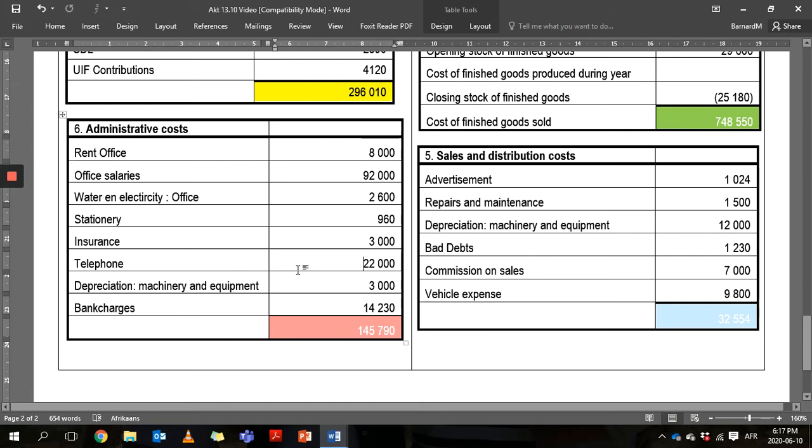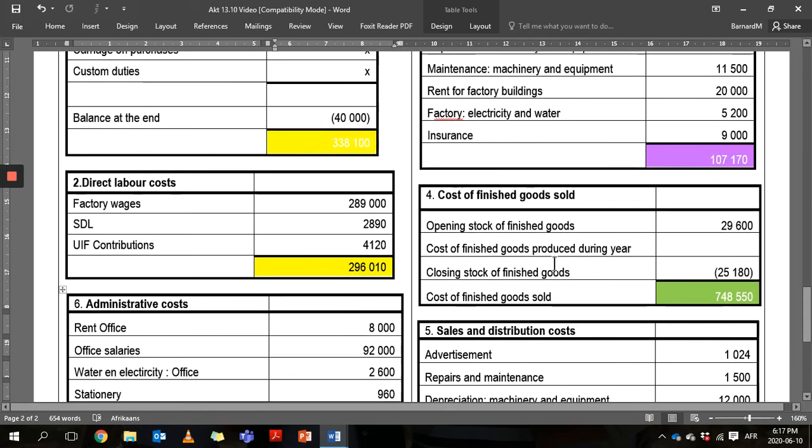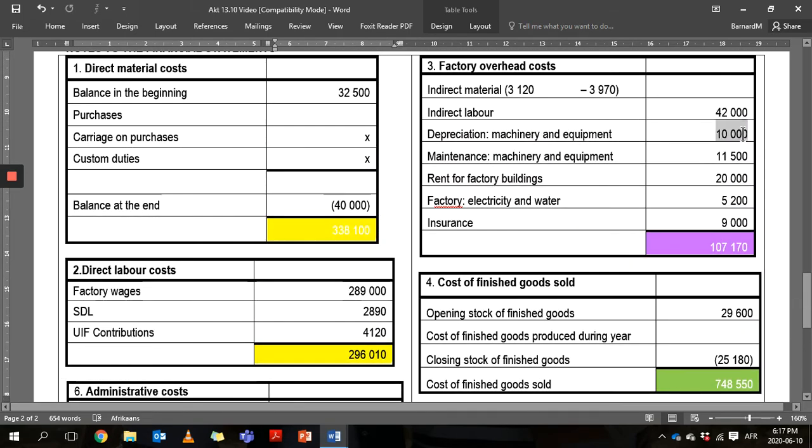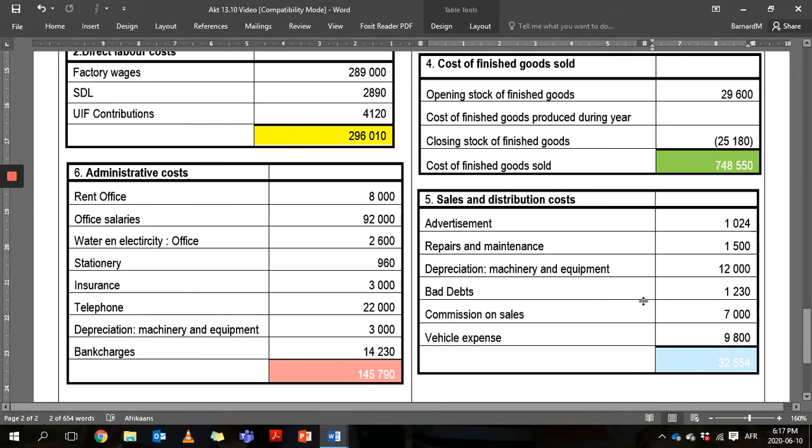Then we go to the next page to the depreciation. Now the depreciation, there's also 3 parts. First of all, you have the factory equipment of 10,000. Then you have the delivery vehicle, which is obviously distribution, and that will go there, 12,000. And then you have the office equipment, which is 3,000.